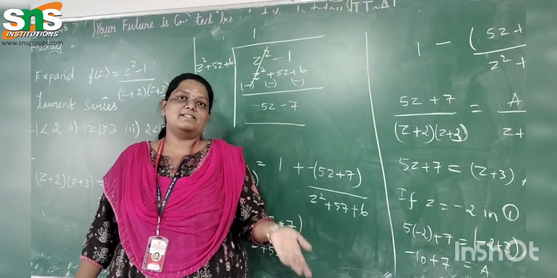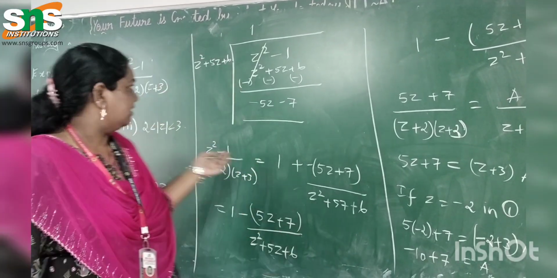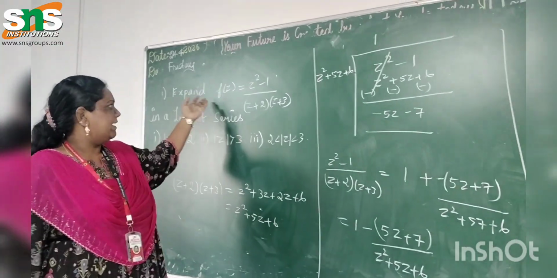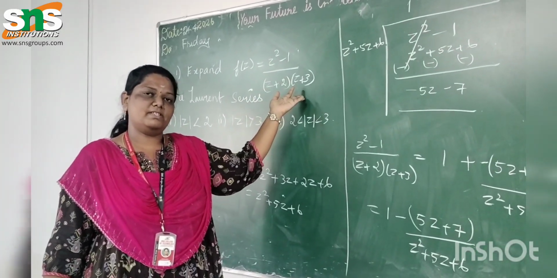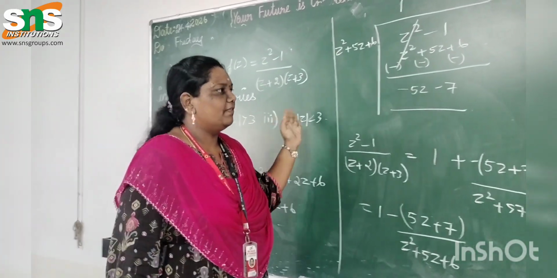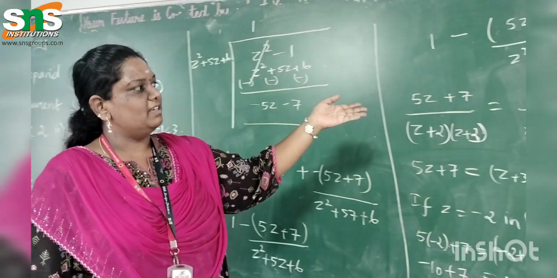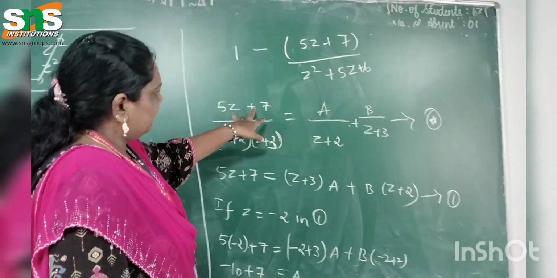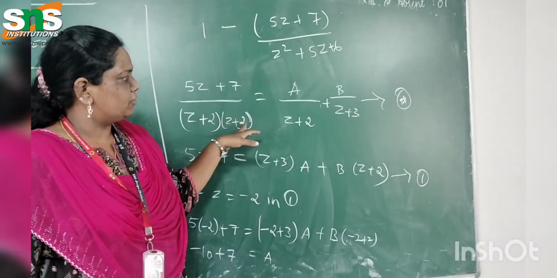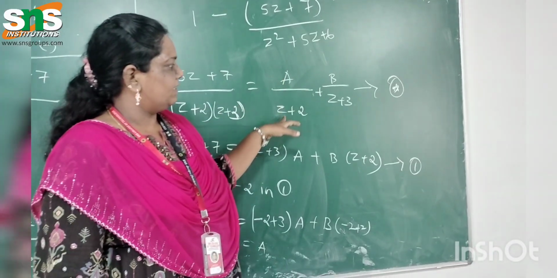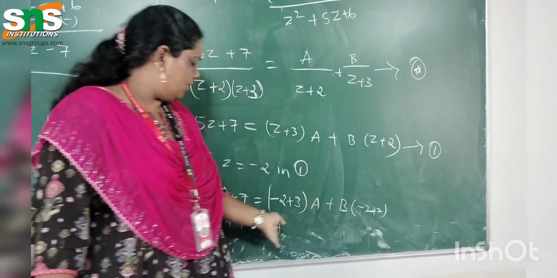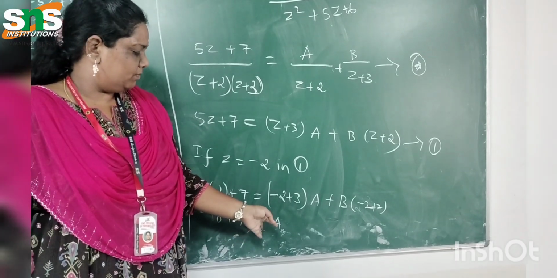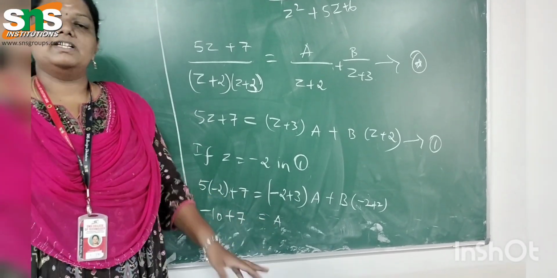So in the last sum we have defined Laurent series. Expand f of z equal to z square minus 1 divided by z plus 2 into z plus 3. So we defined a partial function like 5z plus 7 divided by z plus 2 into z plus 3, which is equal to a by z plus 2 plus b by z plus 3, and we found the value of a, which is equal to minus 10 plus 7 in the last sum.